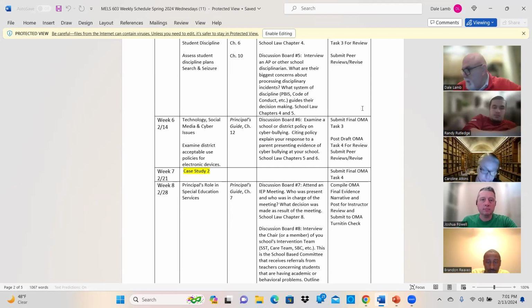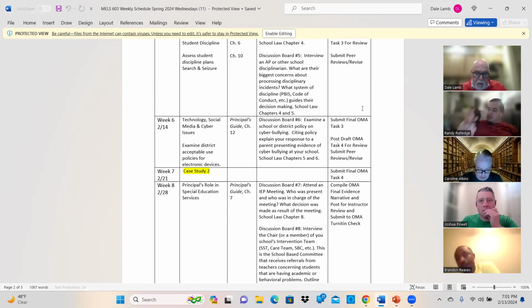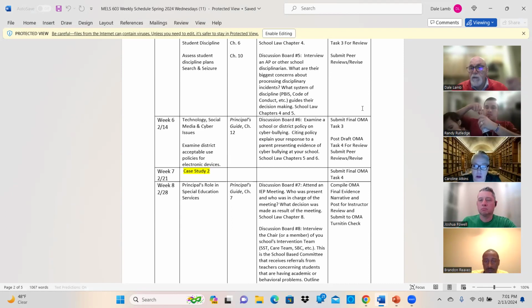I will lead us off, as I always do, with the things that I saw this week that caught my eye. For discussion board 5, Amy made a good point. Obviously, we have to have documentation. In due process, we have to have a referral or documentation from a teacher. But it would also be good if we required our teachers to document their parent contacts as well.